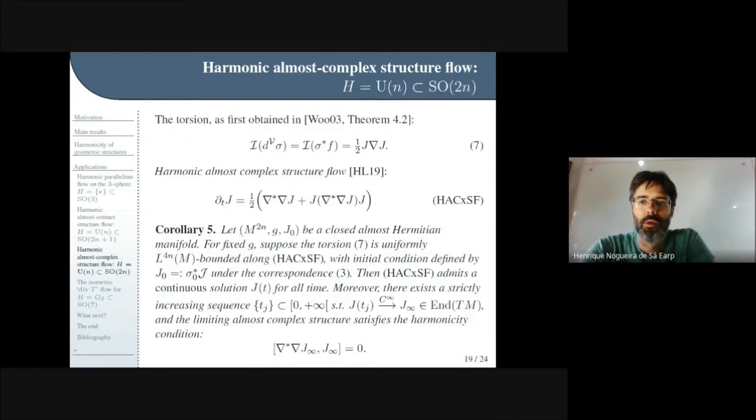Now let's look at even dimensions. So now the context is very similar. We're looking at almost complex structures in even dimension. Then we compute the torsion, and the torsion of J is sort of an even-dimensional analog of the previous torsion we had. And indeed, there's a natural almost complex structure flow which we can derive directly from HSF. Now, this flow has been formulated independently by Hu and Lee just last year. So all of these developments are pretty recent in terms of the analytic theory of harmonic structures.